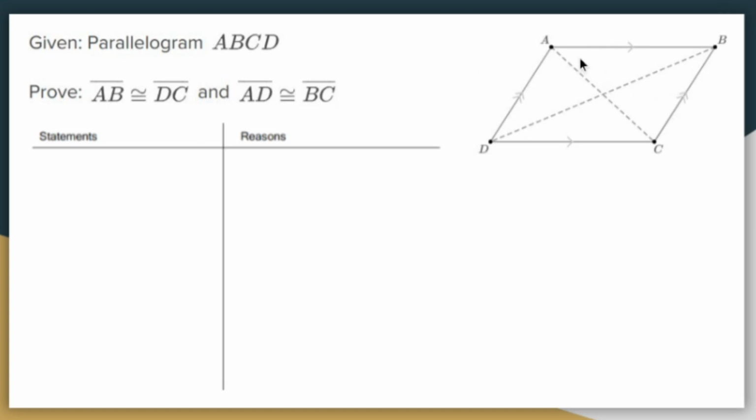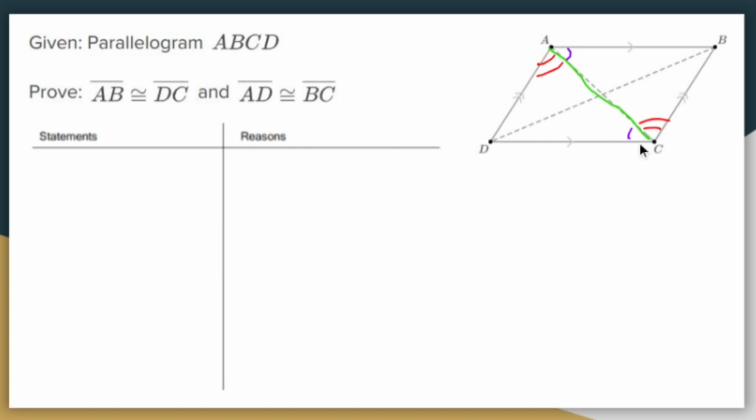And usually when they give you parallel information, you're thinking alternate interior angle thoughts. So I'm going to focus on AB and DC, and I'm going to say that these two guys are congruent because they're alternate interior angles. And I'm also going to say that these two guys are congruent for the same exact reason, alternate interior angles. Now, if I say that, and if I also say that AC is congruent to AC, then I have these two triangles are congruent to each other using ASA.